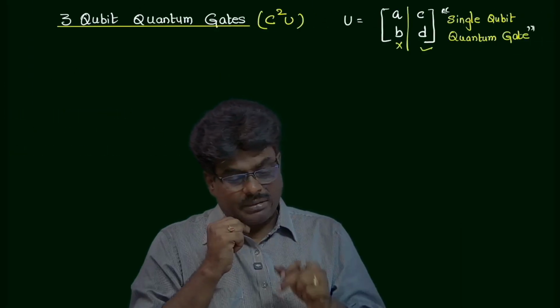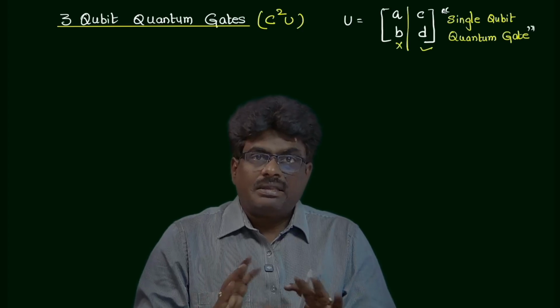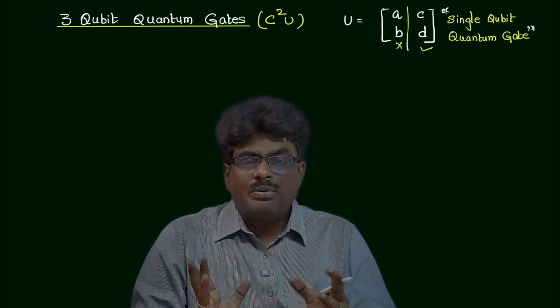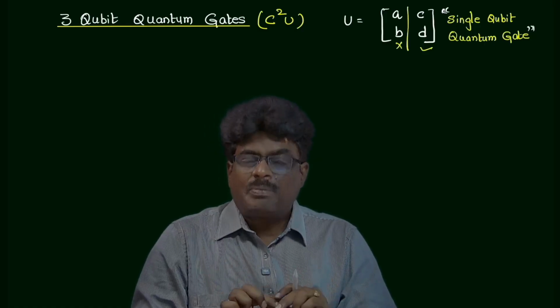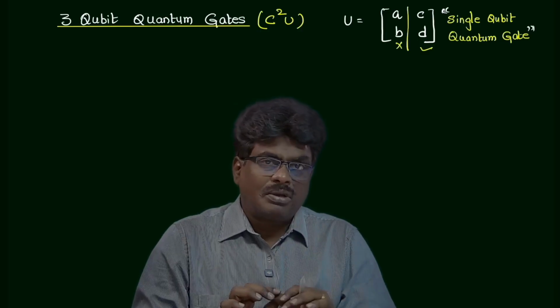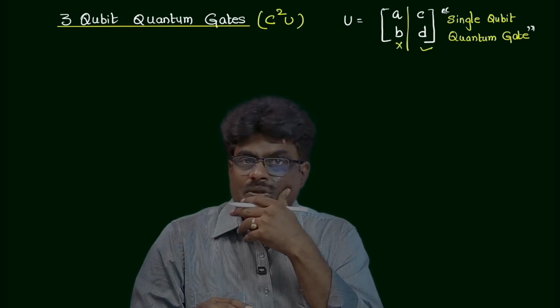Right, so 3 qubit quantum gates are represented by this C square U operation, where U is the single qubit quantum gate, which is represented by a unitary matrix of order 2. Let me explain one more time about this new method.